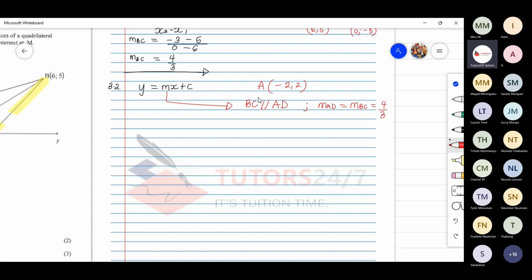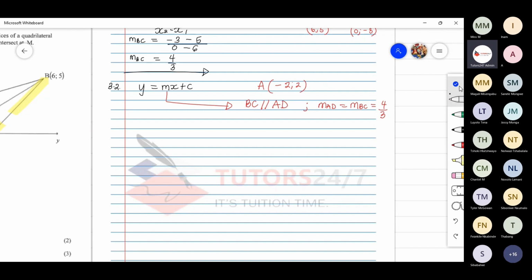And we are done. Another important thing to take note of is that if you are already given the C value, you do not need to use this long process. All you need to do is substitute the gradient, substitute the C value, and you are done. If you are given the C value, it's shorter, it's easier. There's not a lot of hard work involved. Just substitute M, substitute C, and you are done.